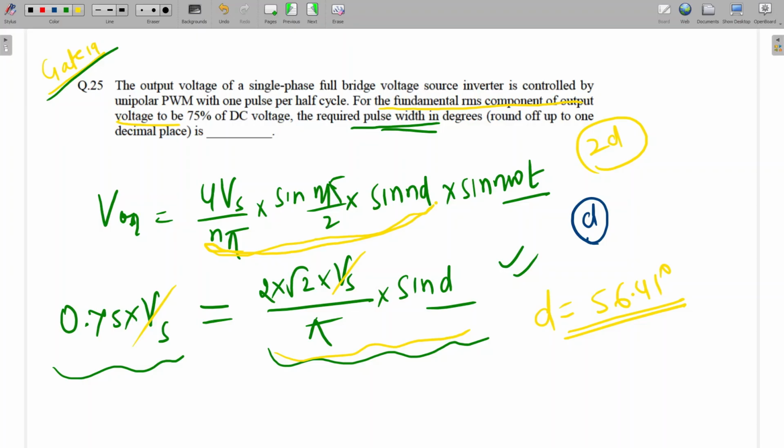Yes sir, 56.41 degree. So what will be the pulse width? Pulse width means 2D. This is a fill in the blank type question. By mistake we can fill this also. The pulse width is 2 into D, that will be 2 into 56.41, 112.82. So 112.8 degree is the answer. Is it clear? Yes, sir. It is clear.